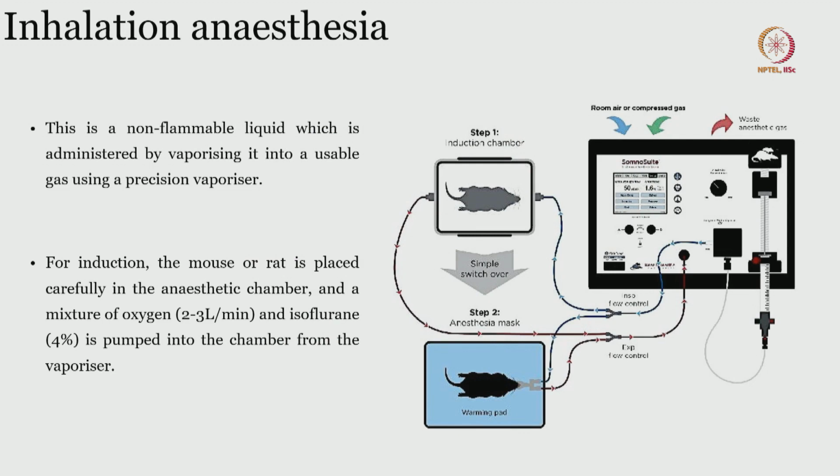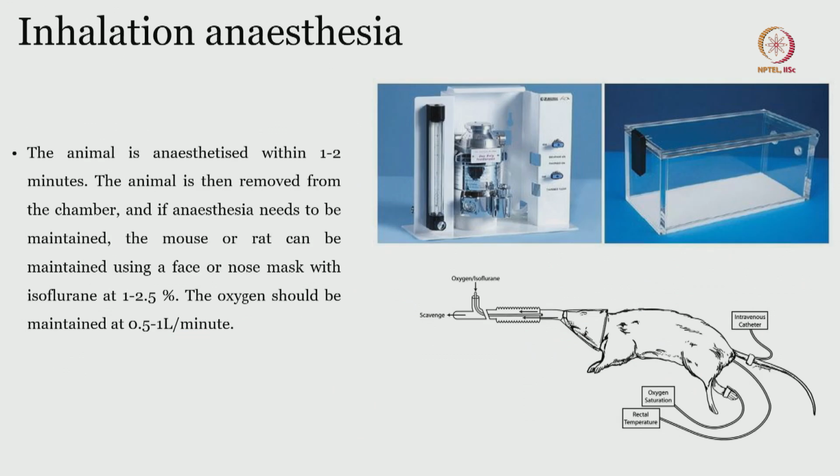As I said, in inhalation anesthesia, a non-flammable liquid is vaporized into a usable gas, and that is the precision vaporizer in a low flow system. For induction, the mouse or rat is placed in the anesthetic chamber, and a mixture of oxygen, at 2 to 3 liters per minute for a rat, and isoflurane at 4% is pumped into the chamber from the vaporizer. This we have gone through already. The animal is anesthetized within 1 to 2 minutes. That is the usual duration for onset of action, by which time the rat is usually asleep or unconscious. Then the animal is removed from the chamber.